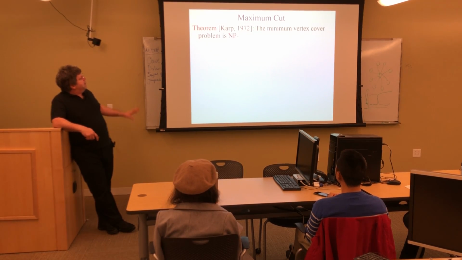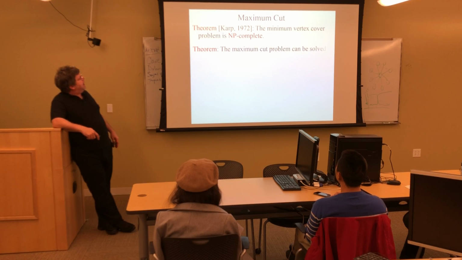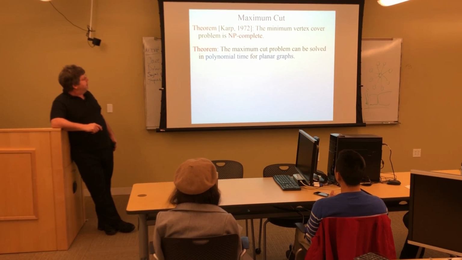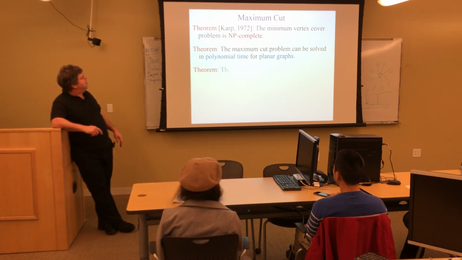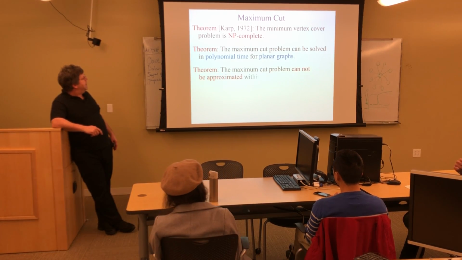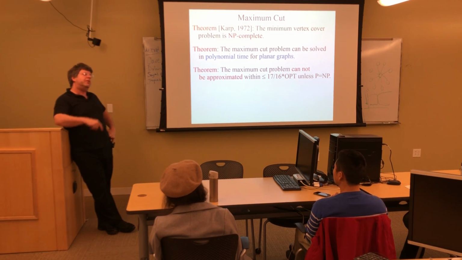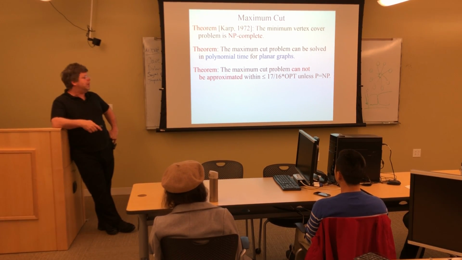So the minimum vertex cover is NP-complete. We know that from Karp. And the maximum cut problem can be solved in polynomial time using planar graphs. In fact, the maximum cut will be roughly the square root of the number of nodes. There's always a cut no worse than that. Now, you also know a non-approximability result: this maximum cut problem cannot be approximated better than 17 over 16 times optimal, unless P is equal to NP. That's the analog of this previous thing for vertex cover that was 1.36, so whatever, lower bound.